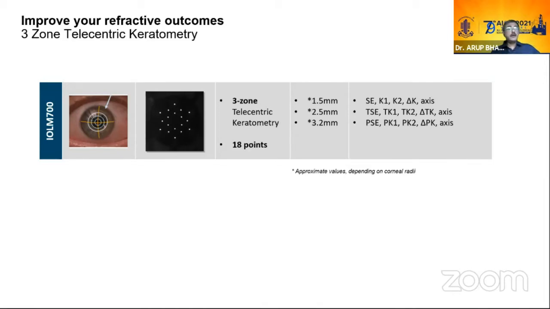It has a beautiful 3-zone refractive, telecentric keratometry. This is 1.5, 2.5, and 3.2 millimeters, and it gives a spherical equivalent, K1, K2, axis, and mean K and axis in the anterior surface and the posterior surface. And what is important is they give the total K, and the vector analysis gives the axis of this total K.